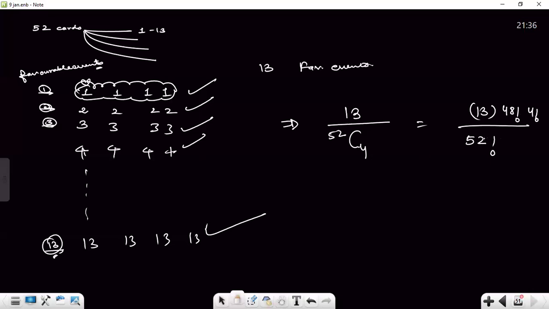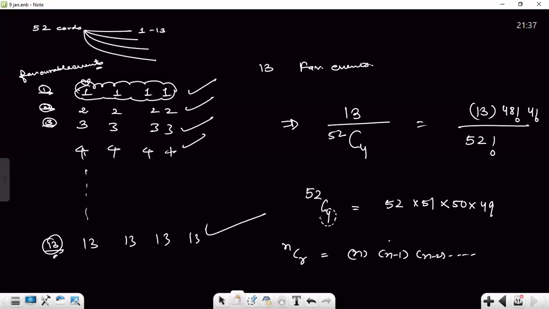Now let me tell you a trick other than writing this again and again. If you are discussing 52C4, then simply write 52, 51, 50, 49. Keep on writing until 4 numbers. If it is nCr, then write n into n minus 1, n minus 2, until you have written r numbers.